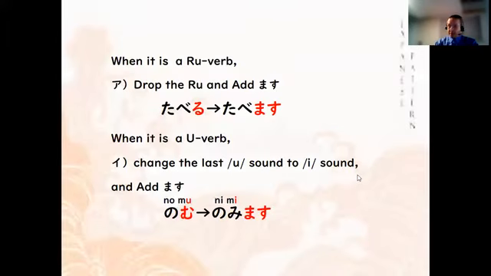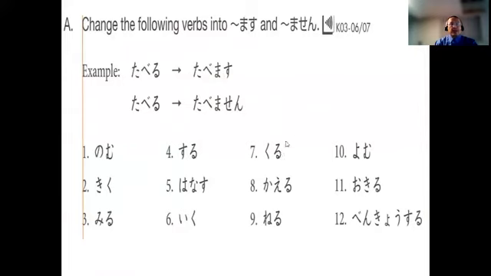So the rule is simple again here. If it's a ru-verb, drop the ru, add masu. If it's a u-verb, change the last sound to e, mu to me. In the book, there are a lot of examples. So you practice, and any question, please feel free to send me an email.